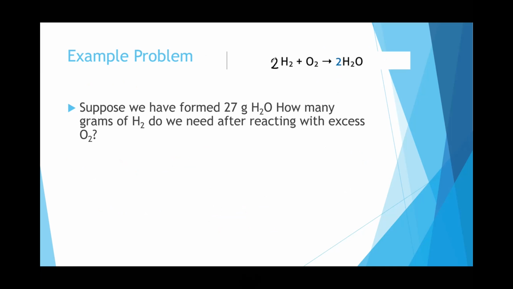So suppose we have formed 27 grams of water. How many grams of hydrogen gas do we need to react with excess O2? So this part about excess O2, that's just to say that oxygen isn't limiting. So we have plenty of oxygen to react. So we can use our calculation.